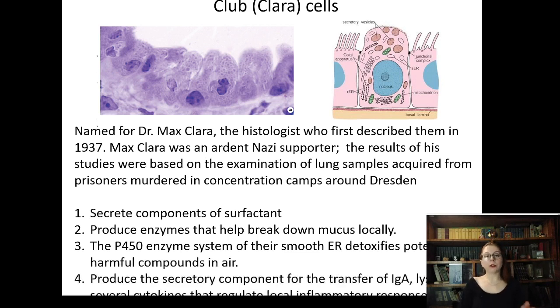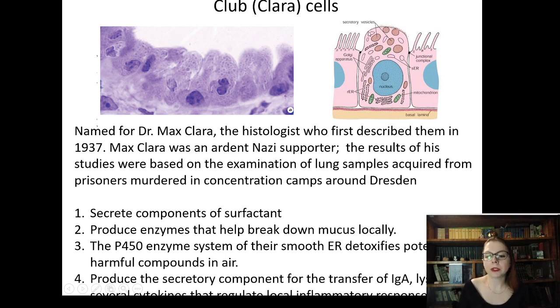And also they participate in immunity by producing the secretory component of immunoglobulin A. You know, this immunoglobulin is present everywhere in our mucosal envelopes, in salivary glands. You remember also the duct system produces secretory components, and also antimicrobial enzymes.